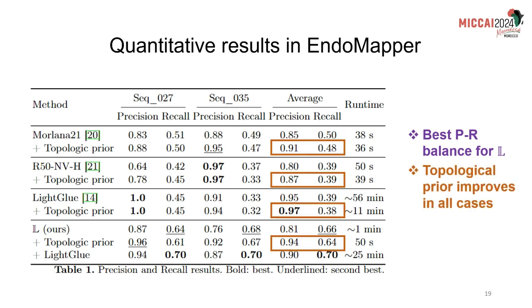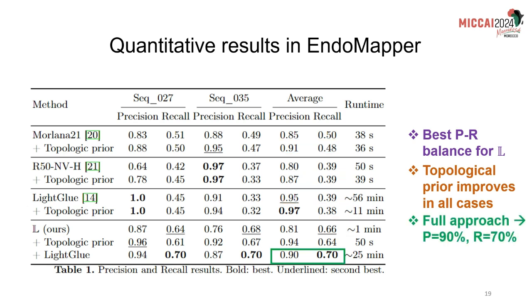Interestingly, the topological prior improves the results in all cases. It's notable that our network with topological prior gets similar precision to LightGlue with very high recall and lower runtime. And the full approach, combining the covisible relationships found by LightGlue and our network with the topological prior, gets a very high precision of 90% with a very high recall of 70%.